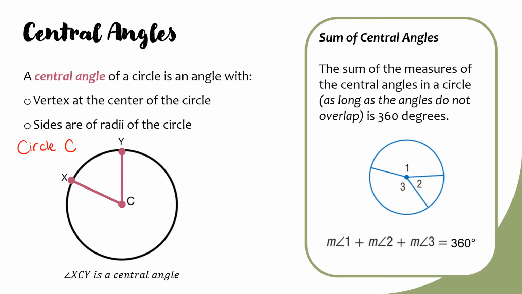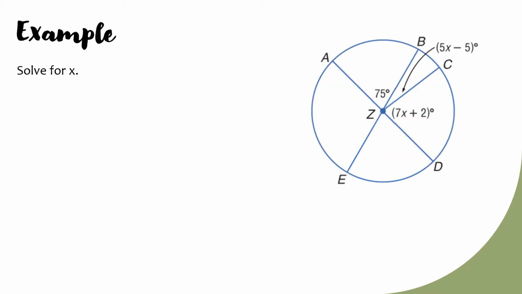Now, in a given circle, as long as all of the central angles we're looking at do not overlap, then we know they're all going to add up to 360 degrees. It basically completes a full rotation in terms of degrees. So we would say the sum of central angles, as long as they're not overlapping, is always going to be 360. So as you might imagine, there can be some more complicated examples given this idea. So we're going to look at one of those.